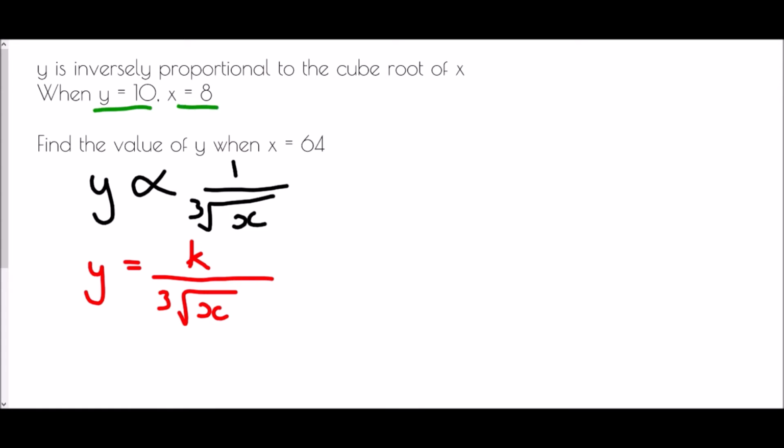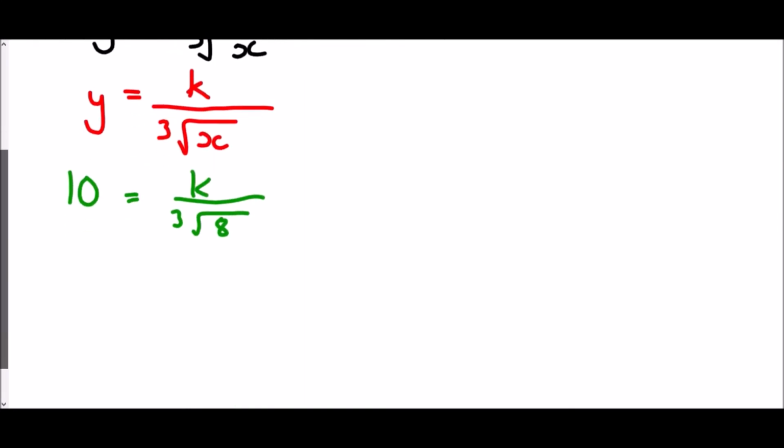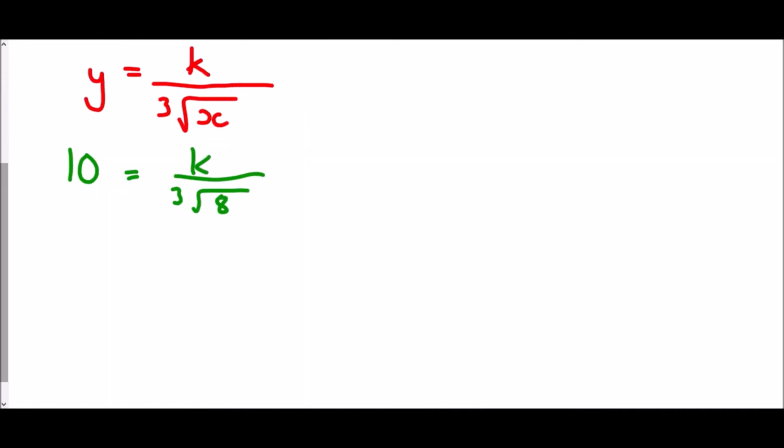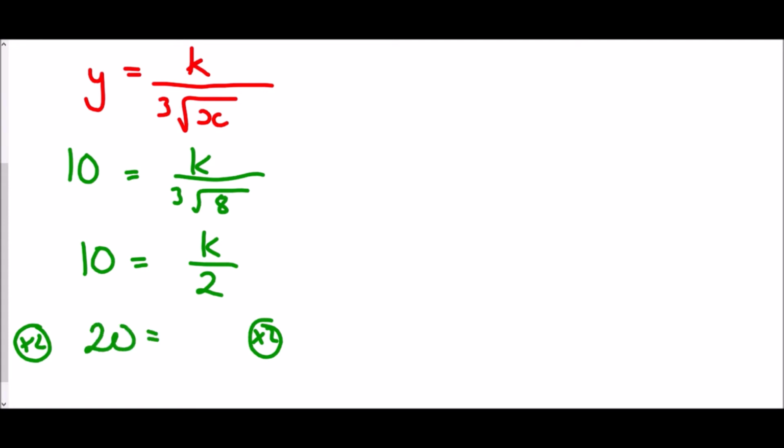When y equals 10, x equals 8. And so I've got 10 equals k over the cube root of 8. So the first thing we need to know here is what is the cube root of 8? Well, 10 equals k over cube root of 8, which is 2. And so if I want to get k, I'm going to have to multiply by 2 on both sides. 10 times 2 is 20. So that tells me what k is. We've completed the first stage of our working out.